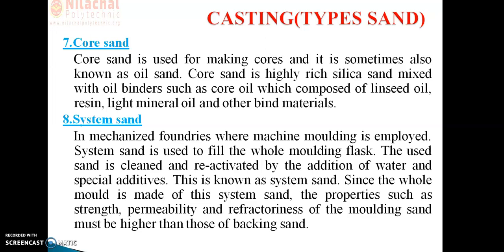So these are all about the different types of molding sand which we use in the casting process.